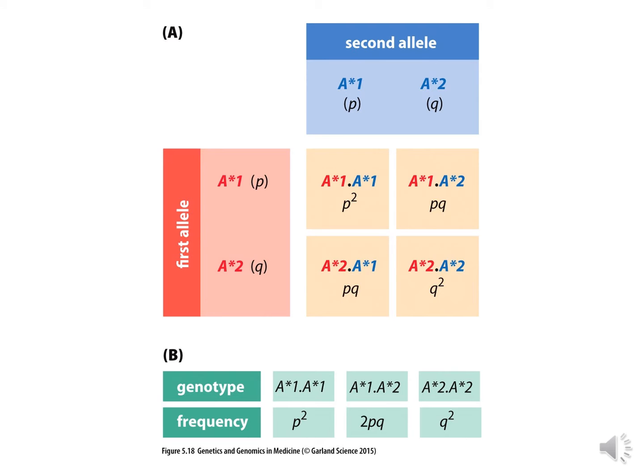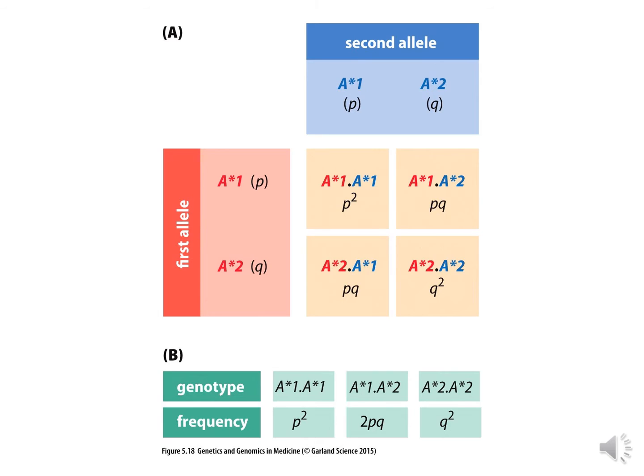This slide exemplifies how genotype frequencies are related to allele frequencies. In this example, we consider a locus A that has two alleles, A*1 and A*2, with respective frequencies p and q. Genotypes are unique combinations of two alleles, one that arises from the father and one from the mother.